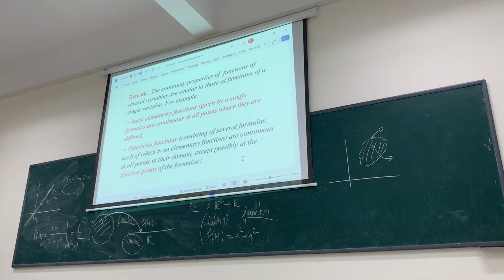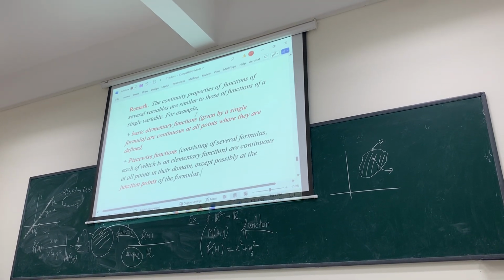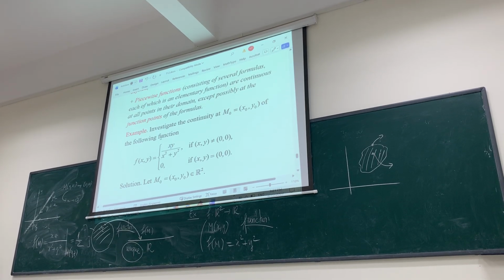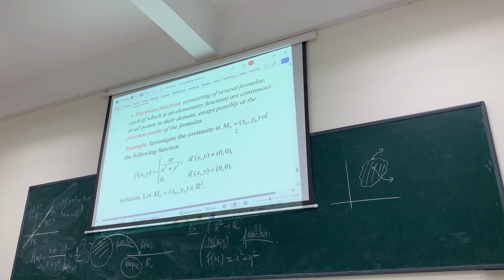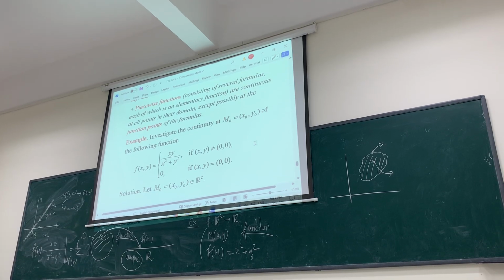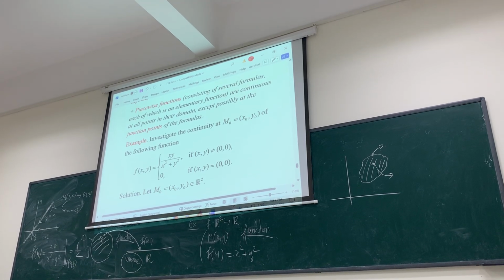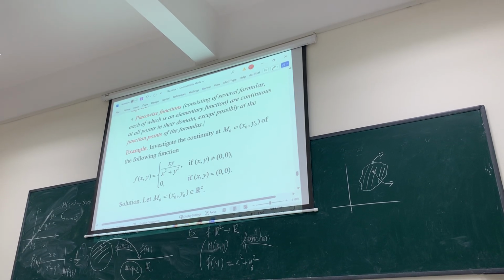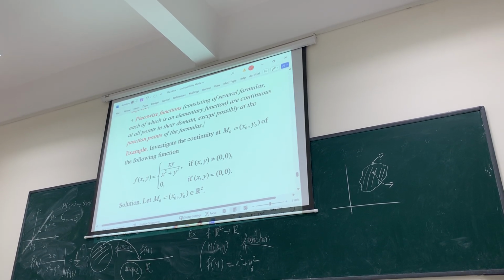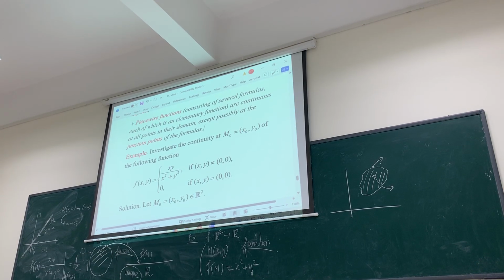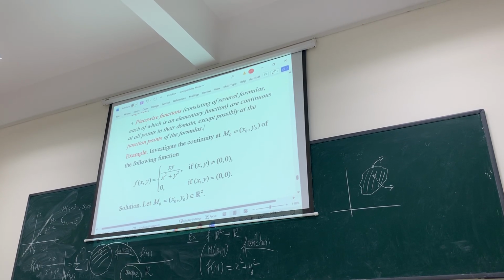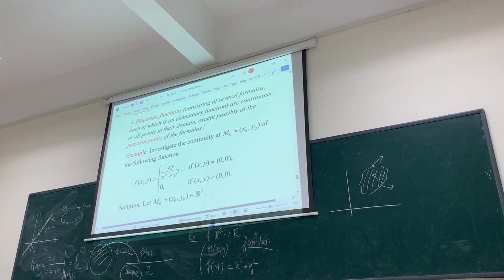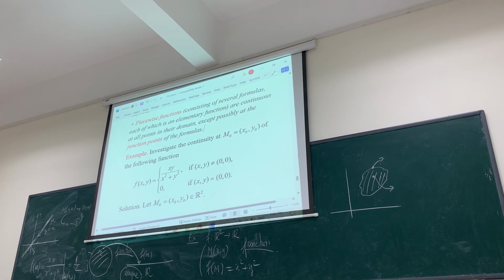Okay? Now, let me give you an example. In fact, I ask about the continuity at M0 of the following function. Okay, here we have a piecewise function. The function f has two formulas. It is xy over x squared plus y squared if the point (x,y) is not equal to (0,0), and equals 0 if (x,y) coincides with (0,0).